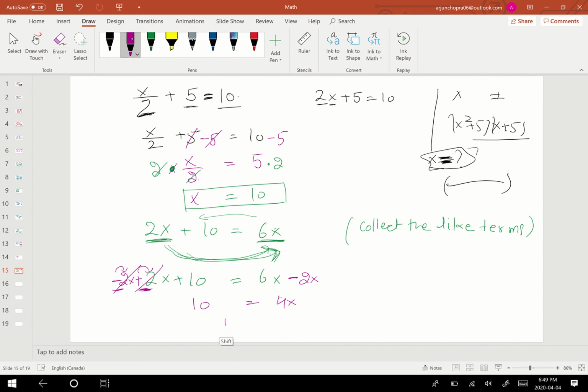So divide both sides by 4. If I divide this by 4 and this by 4, this 4 cancels out, and this will give you x equal to 2.5. That will be my answer.